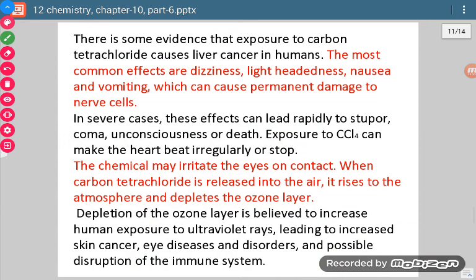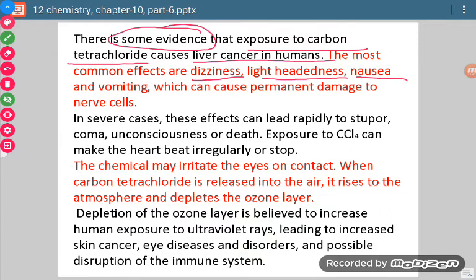But after some time, it was seen there were few evidences that exposure to carbon tetrachloride causes liver cancer in humans. It may cause dizziness, lightheadedness, nausea, vomiting. Now see, it can also cause permanent damage to nerve cells. In severe cases, these effects can lead rapidly to stupor, coma, unconsciousness, or even death. So exposure to CCl4 can make the heartbeat irregular or the heartbeat may stop.